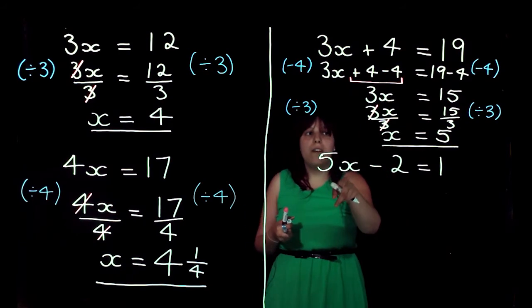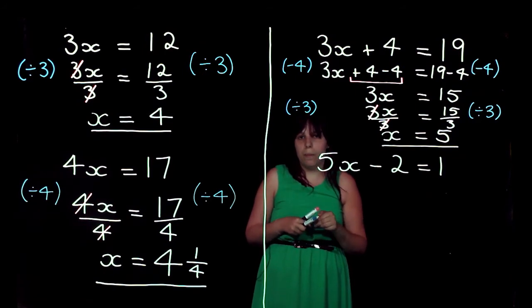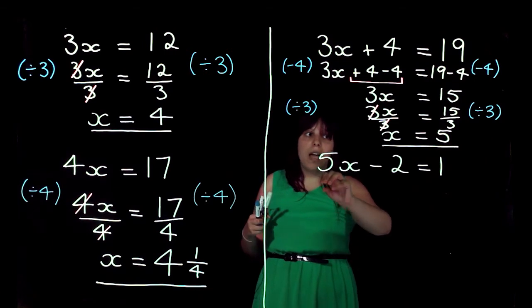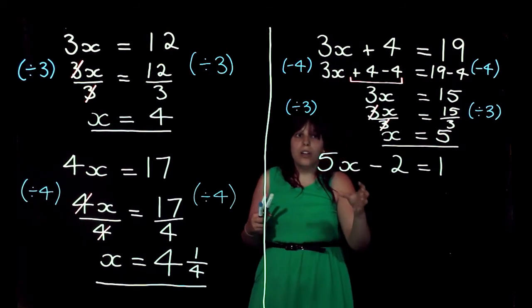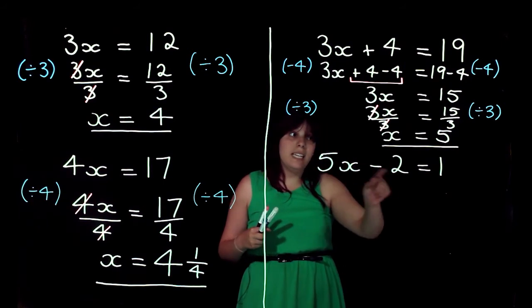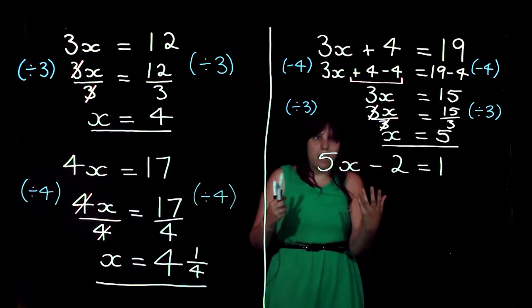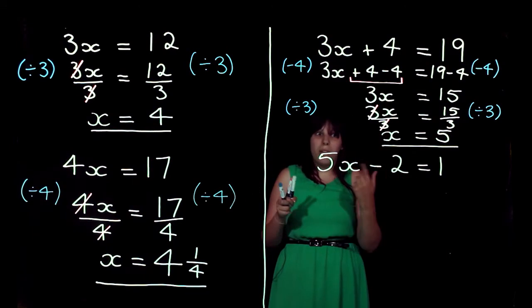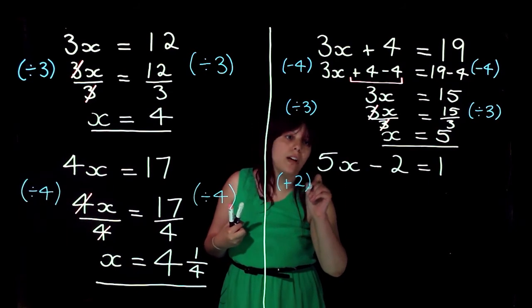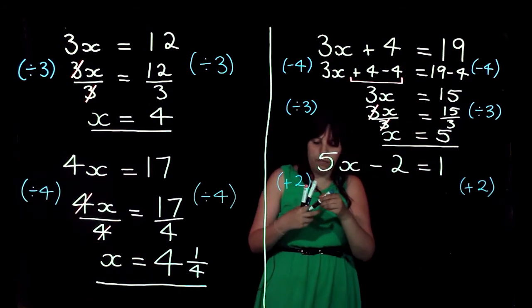Now, finally, if I look at my last equation, 5x minus 2 equals 1, I'm doing x times 5, and then I'm taking away 2. So I'm taking away 2 from my 5x as a whole. So that means I need to get rid of this take away 2 first. How can I get rid of minus 2? Well, I'm going to add 2 to both sides, because that will give me the 0 on this side that I'm looking for.